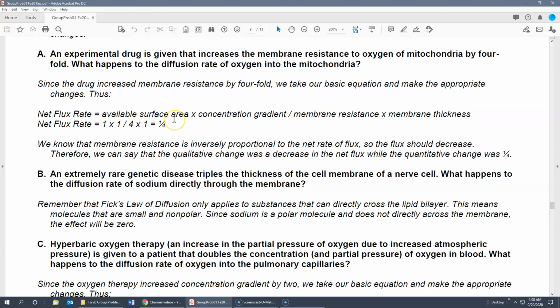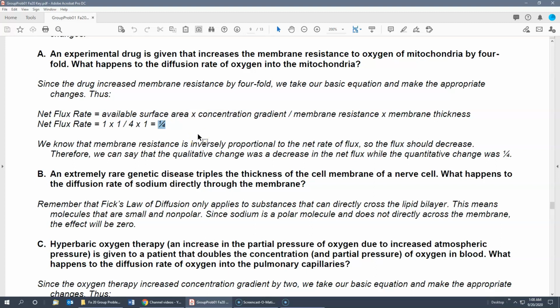Now we should also look at it qualitatively. That was quantitative. Qualitatively, should it go up or down? Since membrane resistance went up and it's inversely proportional, flux should go down. And take it a step further, just check yourself. If flux goes down, this number should be less than 1. So if you expect flux to go down, the net flux rate should be less than 1.